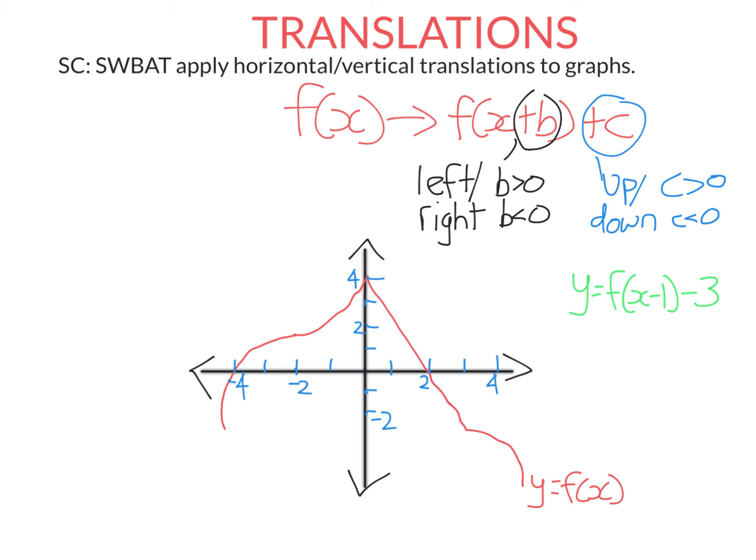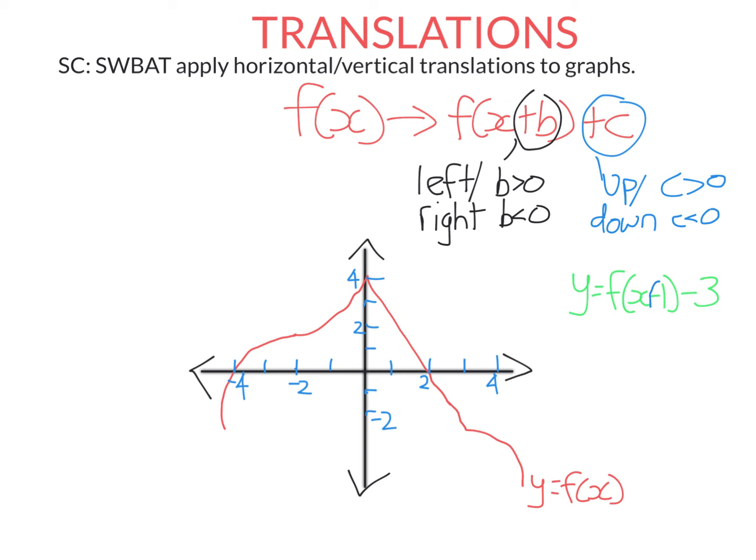So the kind of question you'll be given is a graph like this, a graph of y = f(x), and you'll have to sketch the graph of y = f(x - 1) - 3. Now, to do this, we need to figure out which transformations have occurred.